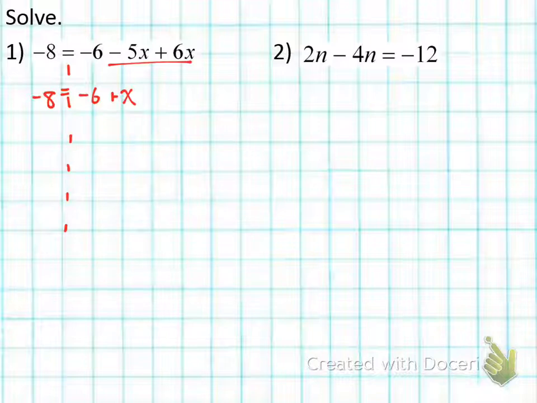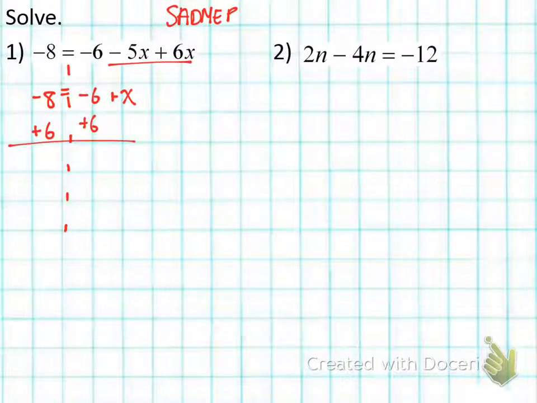Now we know x needs to be isolated, so we still do sad map just like before. Are there any subtraction signs by the x? Yeah, there's a negative 6. So what's the opposite of negative 6? Positive 6. Negative 8 plus 6 is negative 2, which is equal to x. And then I always like writing it so x is first, so I just write x is equal to negative 2. Just switch sides. That's my answer.